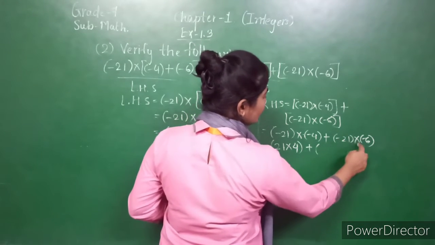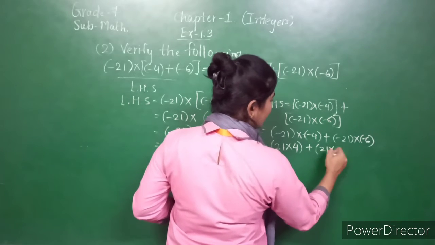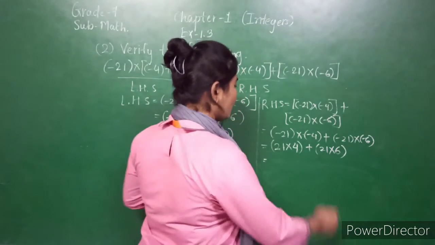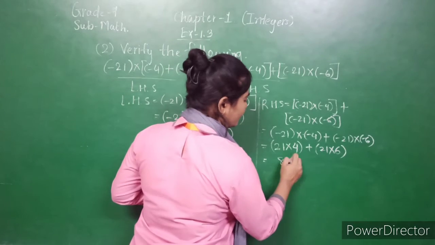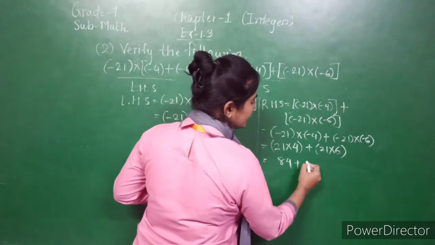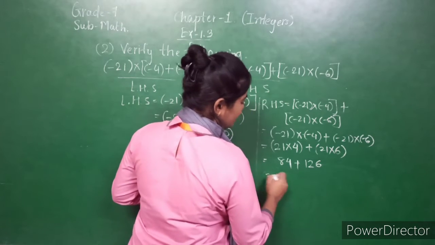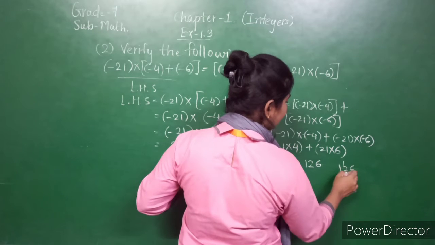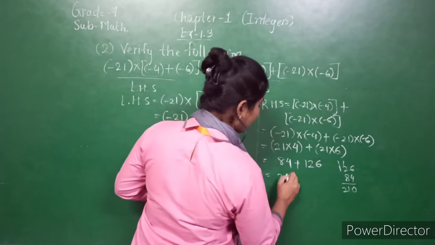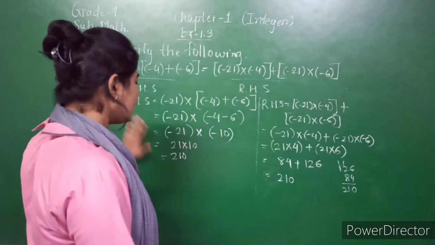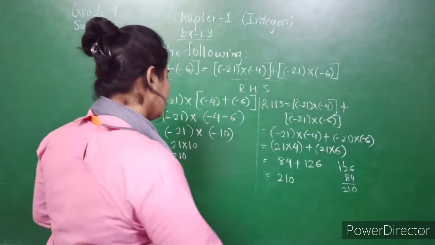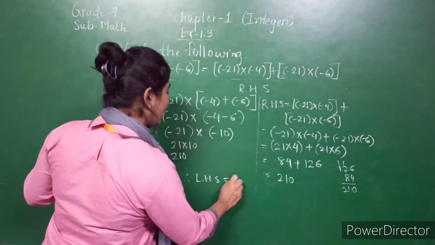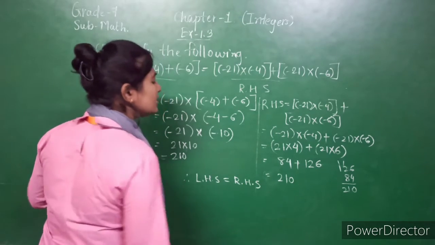Plus here also 2 times minus are there, so here we remove the minus from here also. So here 21 into 4 it is 84 plus here 21 into 6 it is 126. So now add this 126 and 84. So it is 10 and 8, 9, 10 and 11. So it is also 210. So LHS also comes 210 and RHS also comes 210. So therefore LHS equals to RHS. Hence it is proved.